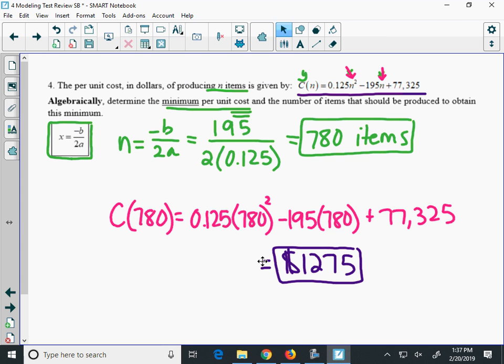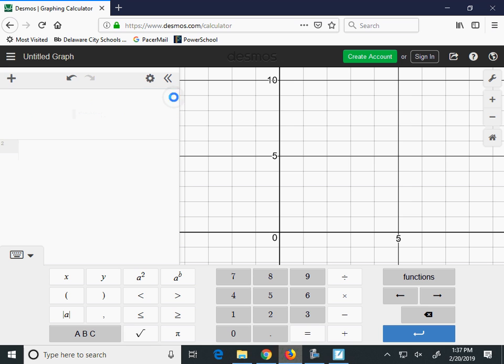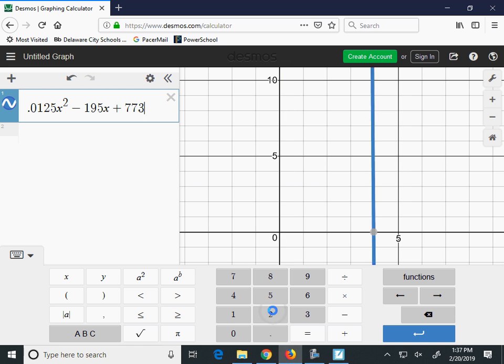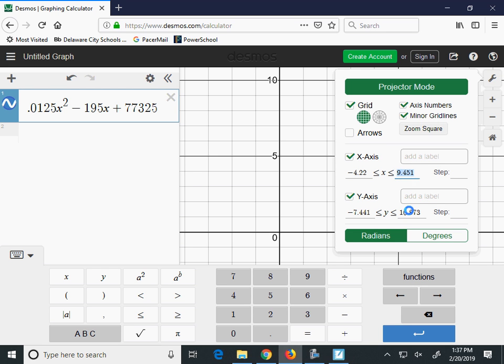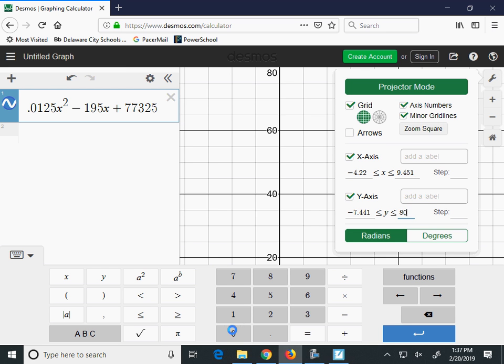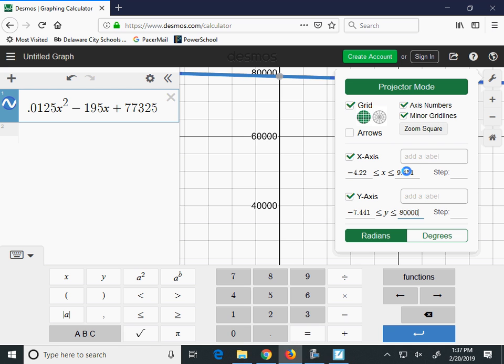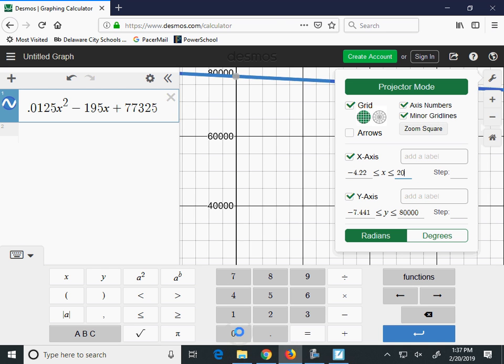If you wanted to, you could check by graphing this on Desmos, which I'll show you really quickly here. If I graphed this equation on Desmos, let me just take 1 second to type it in. The hardest part is that the window is really, really big. 77,000 is the y-intercept, so I'm going to make my y maximum 80,000. And the x's, I know my vertex is at 780, so I'm going to go 2,000 here.